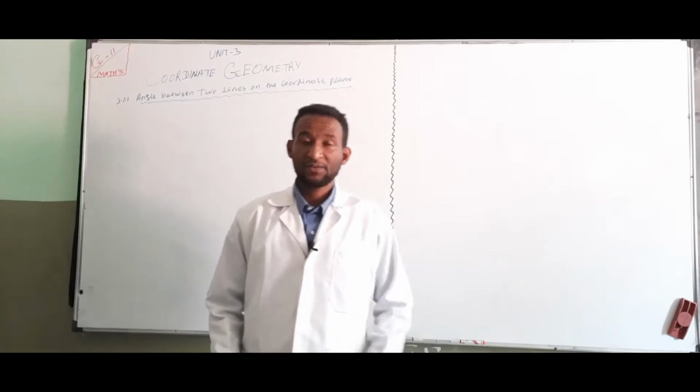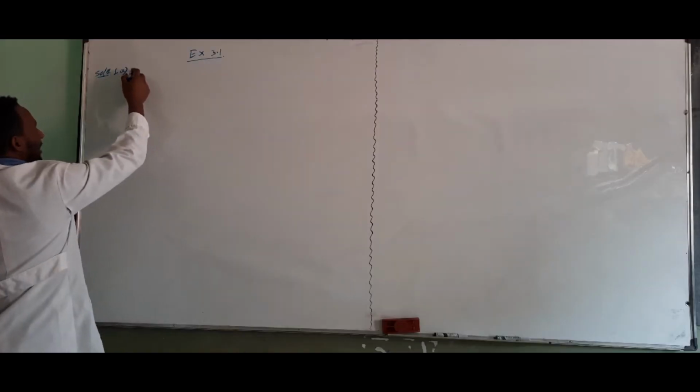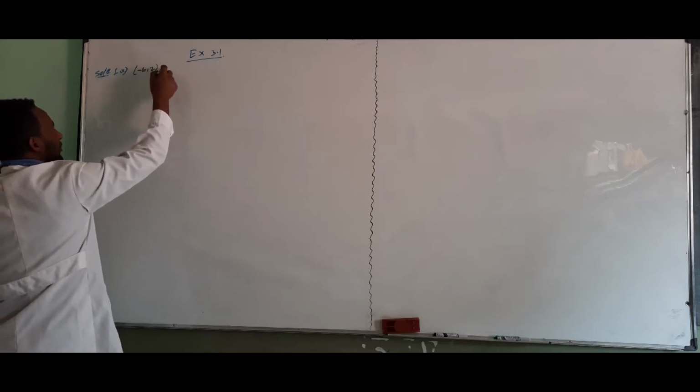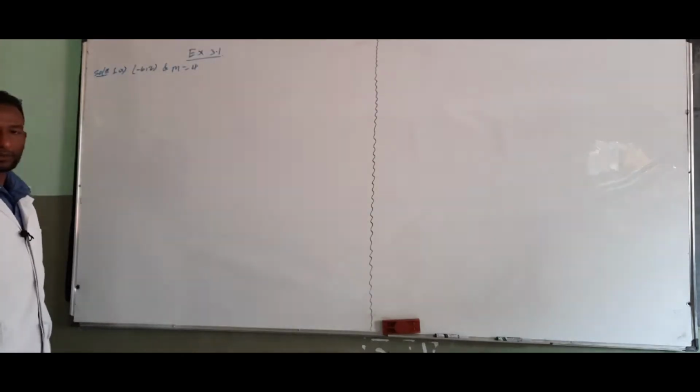In this lecture video, we will see exercise 3.1. Write down the equation of the line that passes through (-6, 2) and has slope m equal to 4. The line passes through (-6, 2) and has a slope equal to 4.